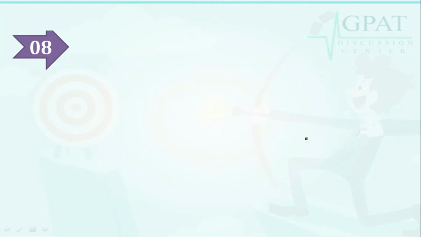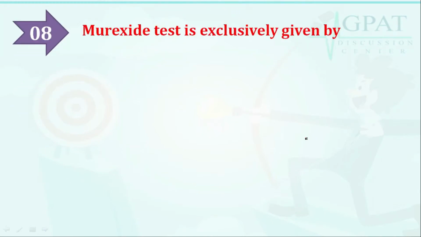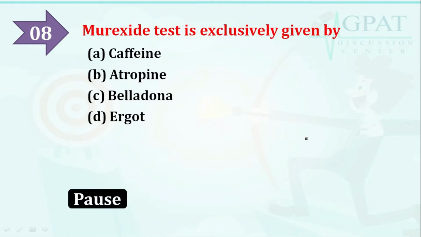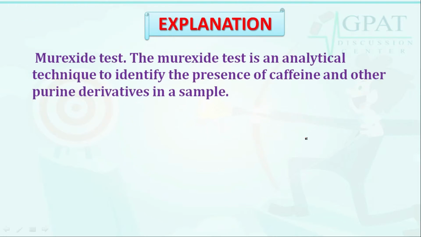So next question is, Murexide test is exclusively given by, option A is caffeine, option B is atropine, option C is belladonna, option D is ergot. So Murexide test is exclusively given by caffeine. So Murexide test is for caffeine. Let's discuss with the help of the explanation that Murexide test is the analytical technique to identify the presence of caffeine and other purine derivatives in the sample. So Murexide test is for the purines, or especially for caffeine.